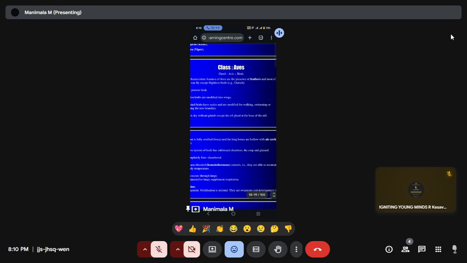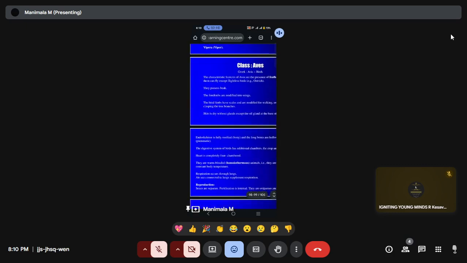Okay, so they have feathers, and they can also fly, except flightless birds, like the ostrich. It comes under birds, but it cannot fly. So the ostrich is an example. And they also possess a beak.